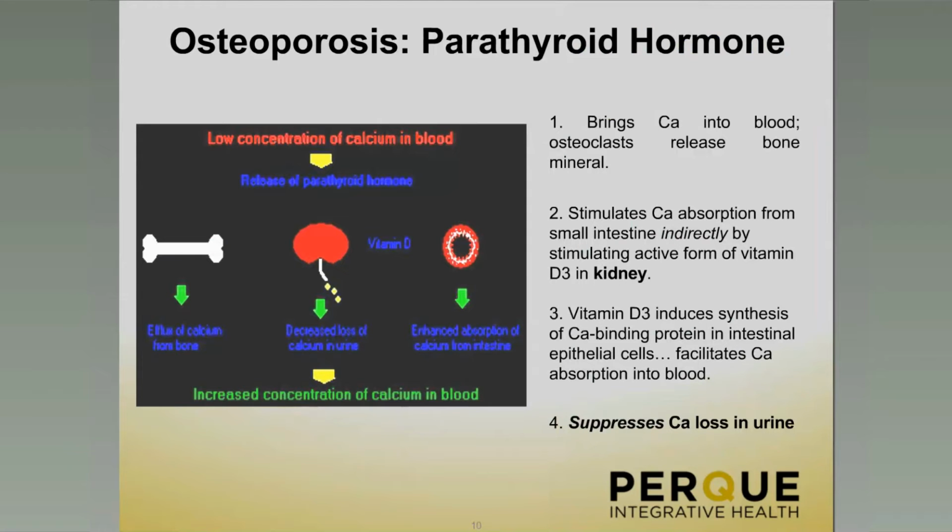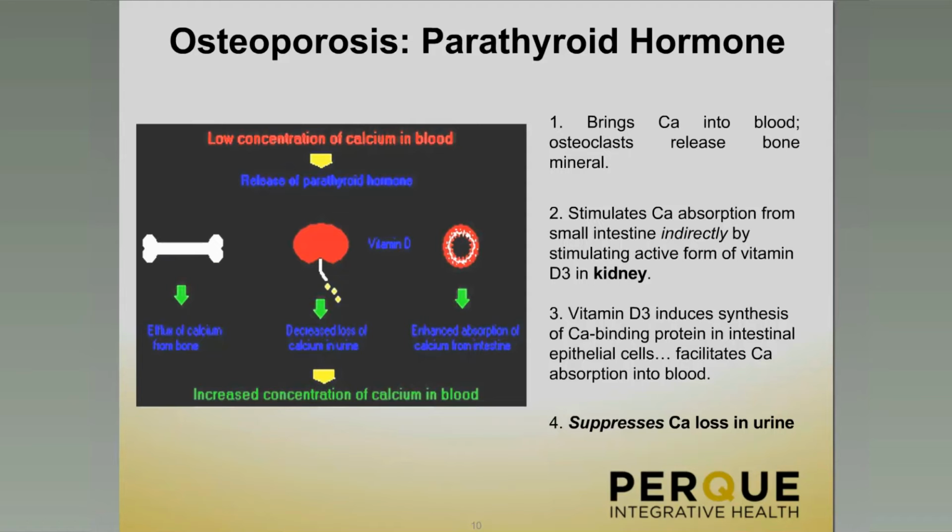Here we see the condition known as osteoporosis, or weak bone, and the role of the parathyroid hormone. Parathyroid hormone does 3 or 4 things. First, it brings calcium into the blood so that osteoclasts release bone mineral. Then parathyroid hormone, or PTH, stimulates calcium absorption from the small intestine indirectly by stimulating the active form of vitamin D3 in the kidney. The 1,25-dihydroxy-D is facilitated by PTH, or parathyroid hormone.